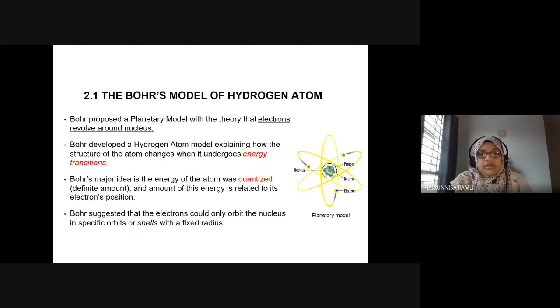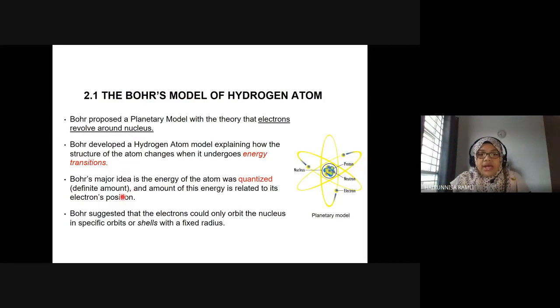Okay, so the Bohr model, he proposed that in his theory, electrons revolve around the nucleus, assuming like the Earth revolves around the sun, or the moon revolves around the sun, for example. They assume the electrons move around the nucleus. So this is Bohr's explanation of how the structure of the atom changes when it undergoes energy transition. He explained that the atom changes when it goes through an energy change.